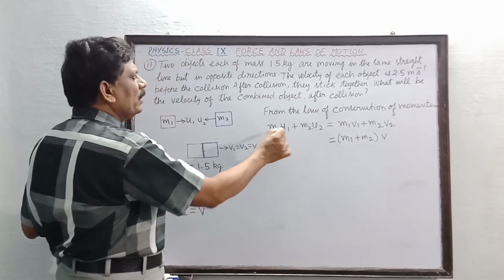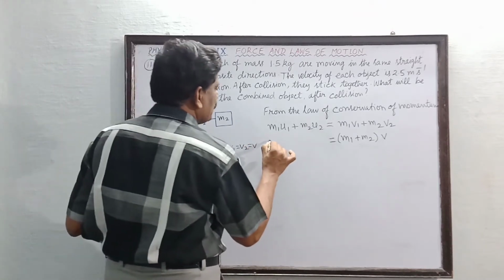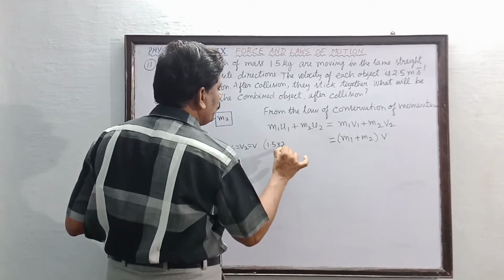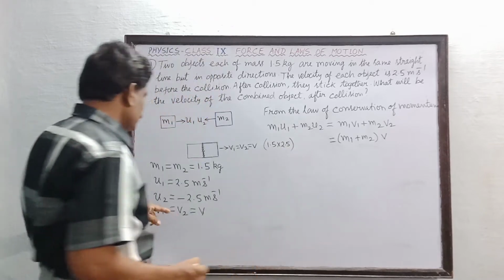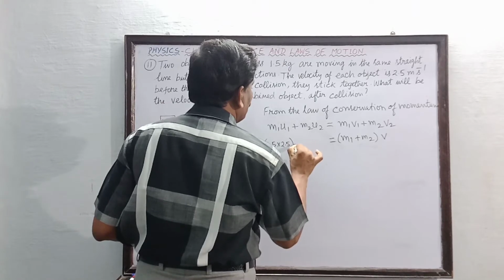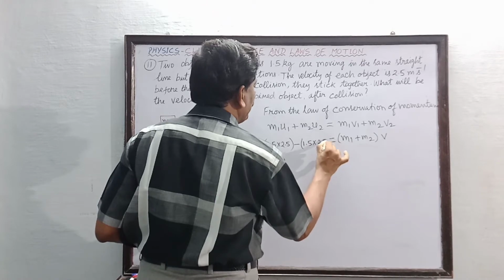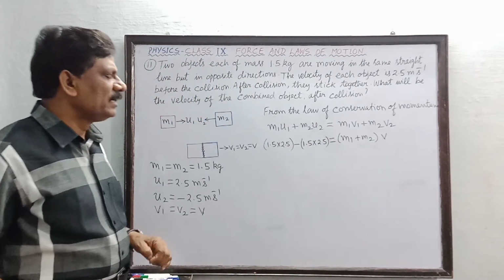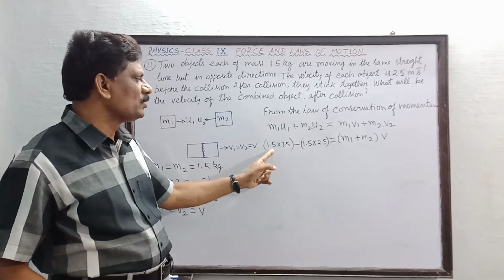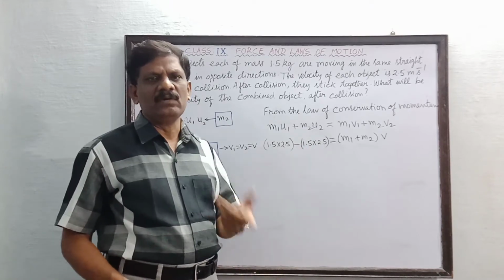So what is m1 into u1? It is 1.5 into 2.5. So on the left hand side, 1.5 into 2.5. Okay. What is m2 into u2? I will take minus outside so that this also will become 1.5 into 2.5. We need not substitute on the right hand side, because on the left hand side, if there is a negative sign, 1.5 into 2.5 minus 1.5 into 2.5 must be equal to 0 only, is it not?